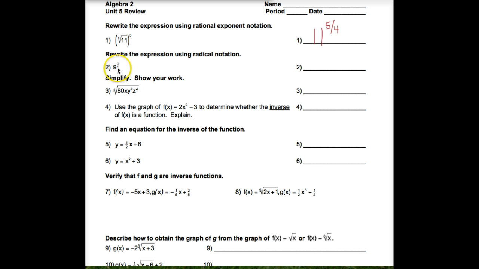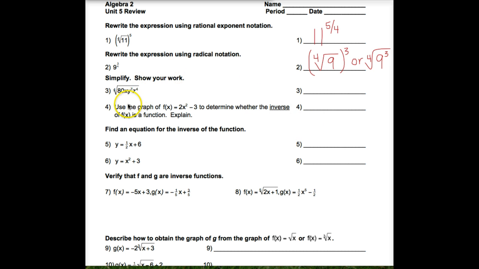2 is just the opposite, go the opposite direction. Bottom is the index, so that's the 4th root of 9 to the 3rd power. You could also write it as the 4th root of 9 and then with the 3rd power here. Either of those is acceptable.